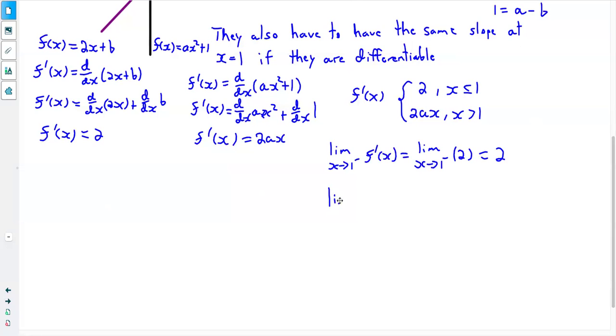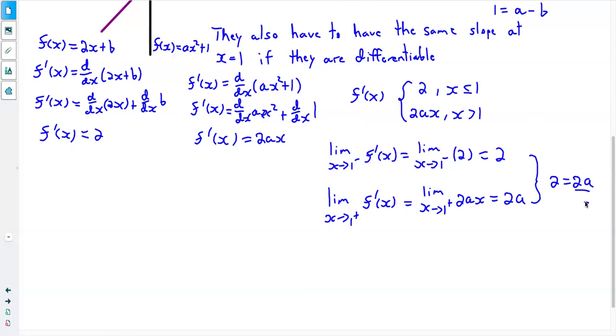Now our limit as x goes to 1 from the positive side of f prime of x is going to be our limit as x goes to 1 from the positive side of 2ax. If we substitute this 1 in for x, that just becomes 2a. Because we know these must be equal for it to be differentiable, 2 is equal to 2a. So if we divide both sides by 2, 1 is our a value.